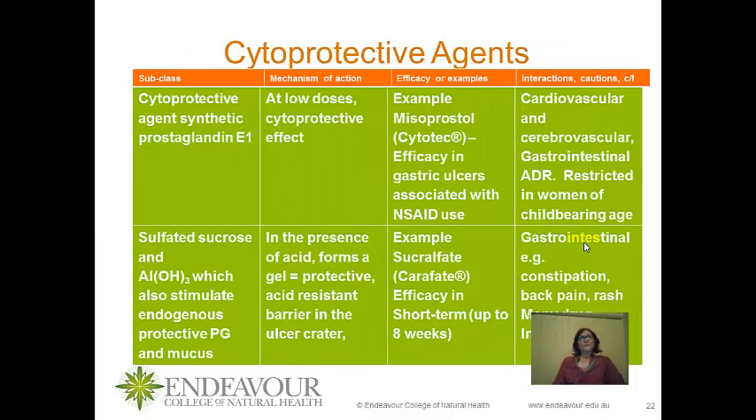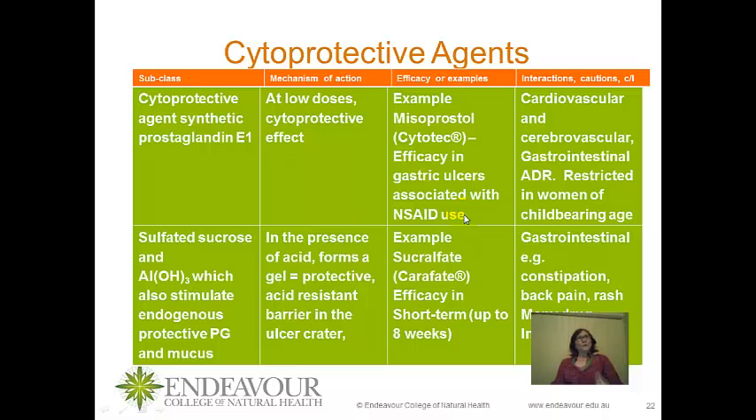So also to help resolve a peptic ulcer, a person might be given a cytoprotective agent. There are 2 types. One that actually works at the body's own levels of prostaglandin. It produces an analog hormone. This particular type of cytoprotective agent, the one that is a synthetic prostaglandin, is a synthetic PGE1, and it's misoprostol, sold under the brand name Cytotec.